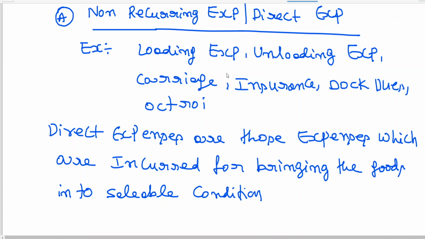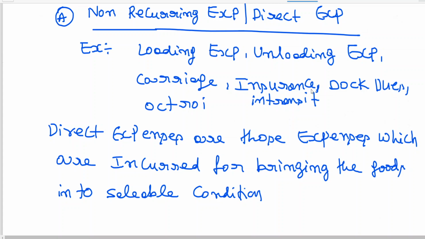Unloading expense generally will be incurred by the consignee. After loading, he needs to take out those goods from the transportation vehicle, and again load them into his own vehicle. Then he needs to take them to his godown. Carriage is transportation. Insurance here means insurance in transit. When goods have been sent, you don't want to take a chance, so you need to take an insurance policy.